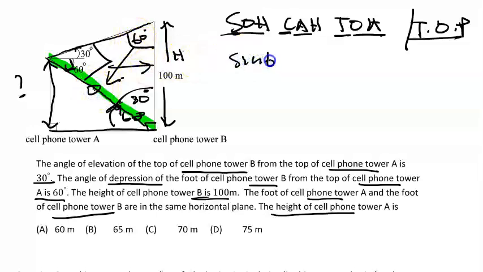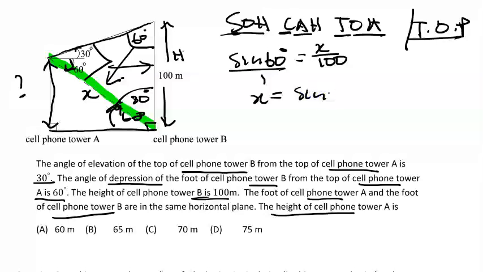So I'll say sine of 60 is equal to the opposite side over the hypotenuse, which is 100. In fact, let's call the opposite side X. I think that will be better. So we'll say sine of 60 equals X over 100. Therefore, X will equal sine of 60 times 100.